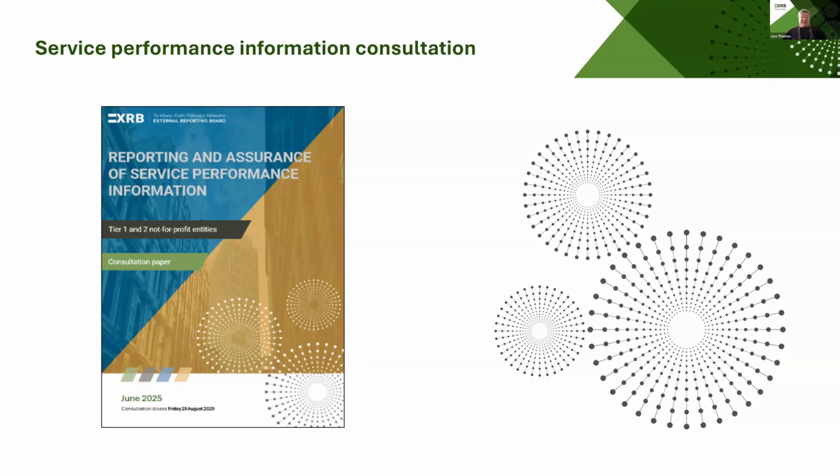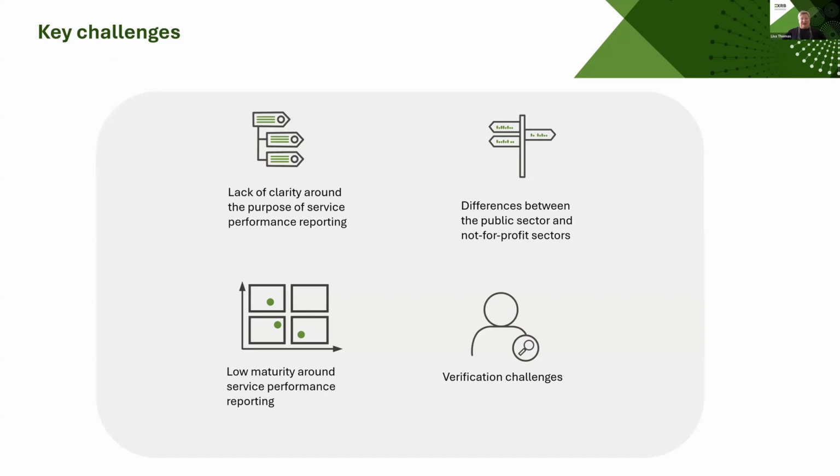So what were some of those key challenges that we looked at in the consultation document? So first of all, there was a lack of clarity around the purpose and nature of service performance information, with some not seeing it as an accountability document, and that the standard may require long-term reporting. And whilst the principles of the standard are applicable to both public and not-for-profit sectors, there are significant differences between public and not-for-profit entities. This includes that there are often resource constraints for not-for-profit entities, and consequently, they may struggle to develop a reporting framework for service performance information, and therefore may benefit from guidance in this area.